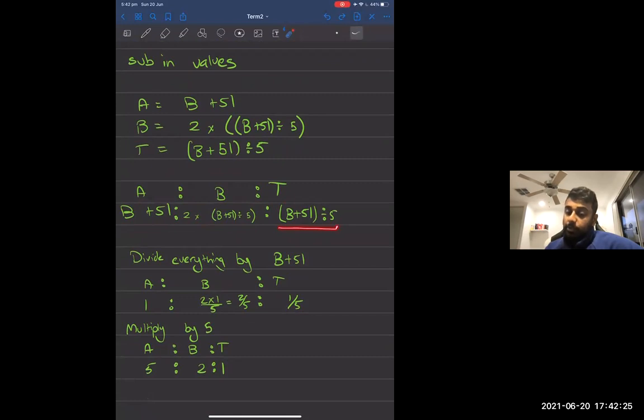Now here is the confusing part. I know the whole thing's confusing, but this is where it gets a bit more confusing. Since all of these have a B plus 51 in it, we can get rid of B plus 51 from all of them by dividing all of them by B plus 51. So here's my question. I'm going to choose Tanya. Okay, Tanya, can you unmute?